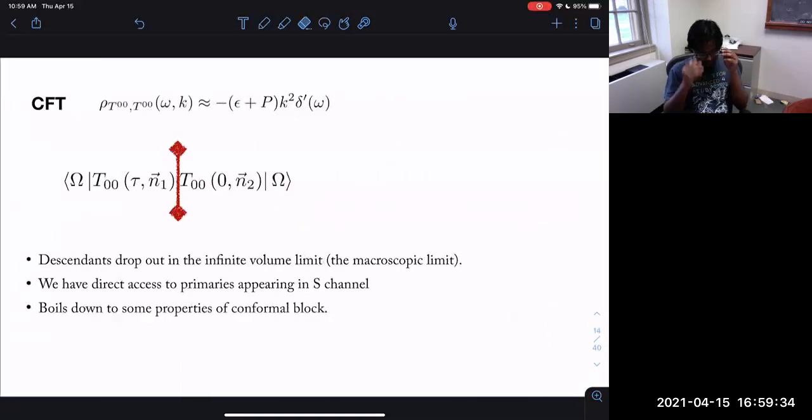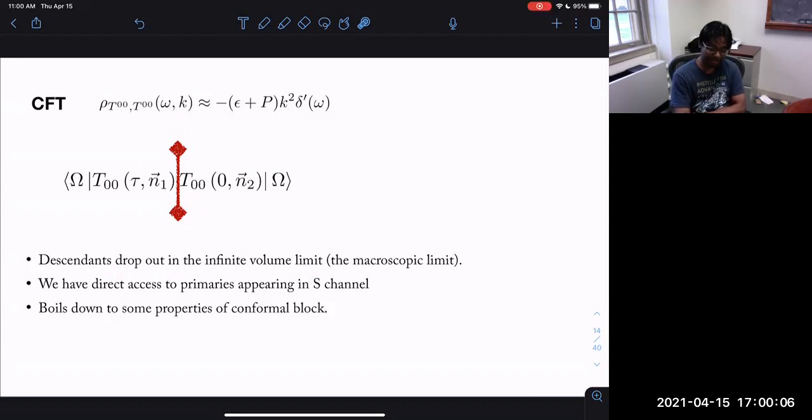To say it again, we have this sum rule, we want to probe this sum rule, and for this we want to look at this correlator, in particular its S-channel decomposition. We have to show two things, as I said earlier: that descendants don't play any role. So we'll be looking at this correlator in the S-channel, and we'll first show that the descendants drop out in the infinite volume limit. So the descendants don't matter.